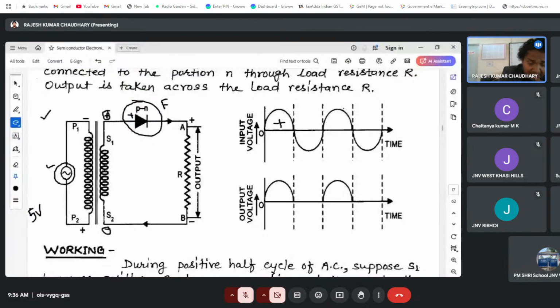So when your P side is positive and N side is negative, this situation is called forward bias. In forward bias, our diode will behave as a conductor, and it will conduct electricity and provide us the waveform.